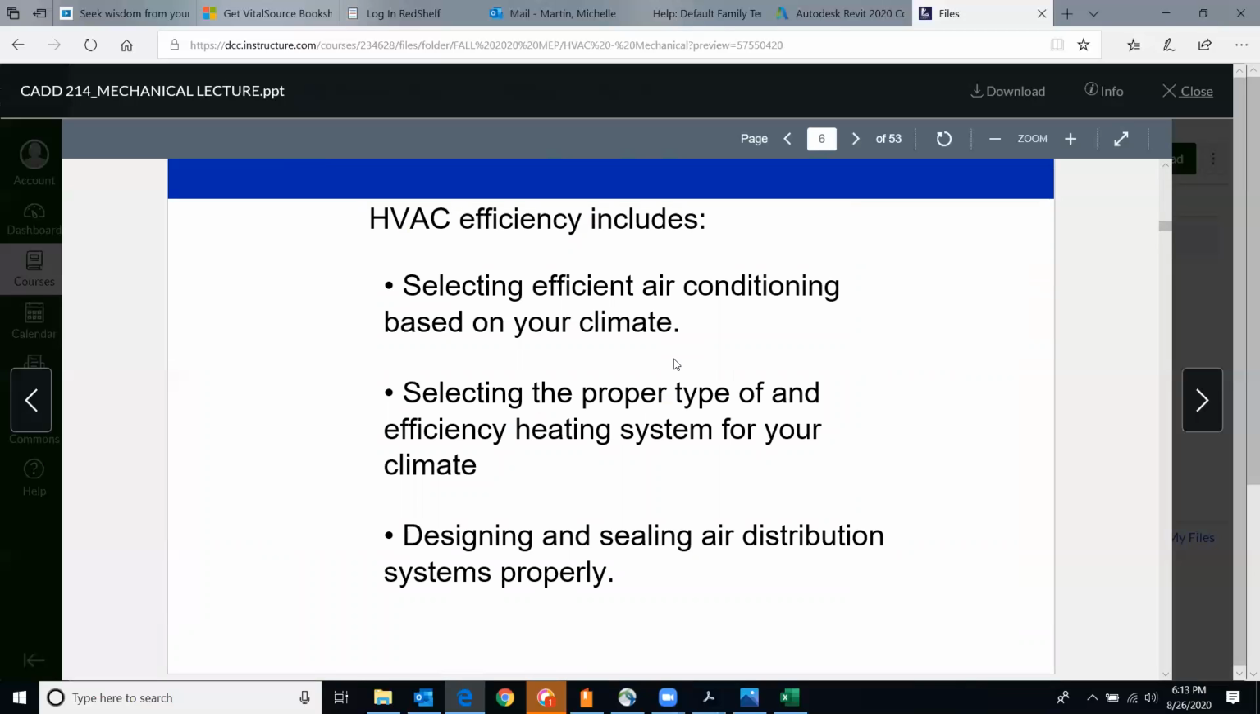HVAC efficiency includes selecting efficient air conditioning based on your climate, selecting the proper type of efficient heating system for your climate, and designing and sealing air distribution systems. We're going to touch on a few things on here, but when we're looking at designing an HVAC system, we're not just looking at our particular calculations, that's our starting point, but you always want to take into consideration the actual aspects of the house or building.